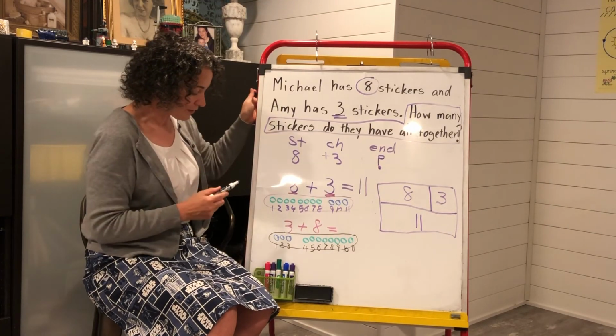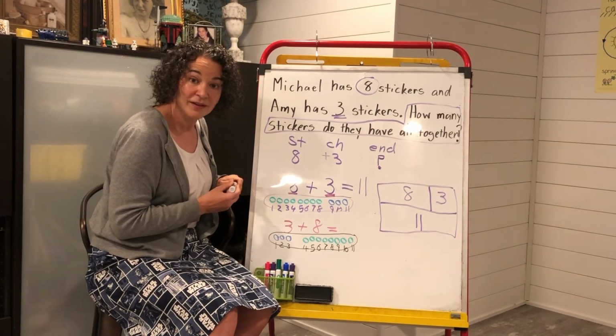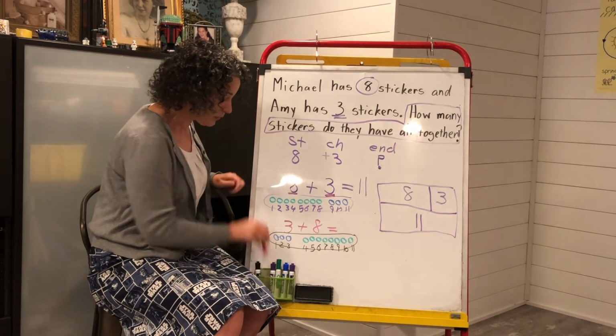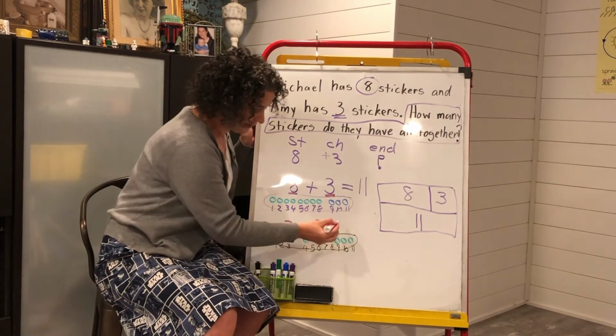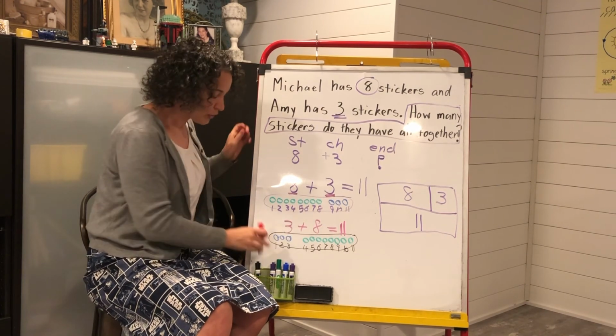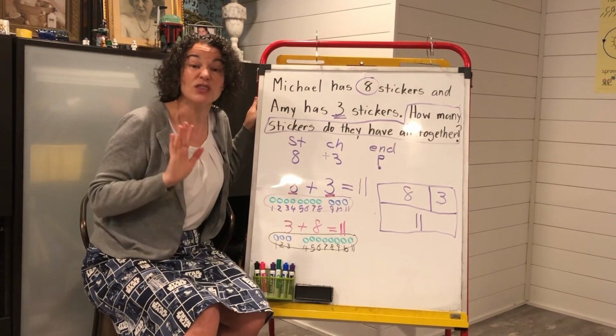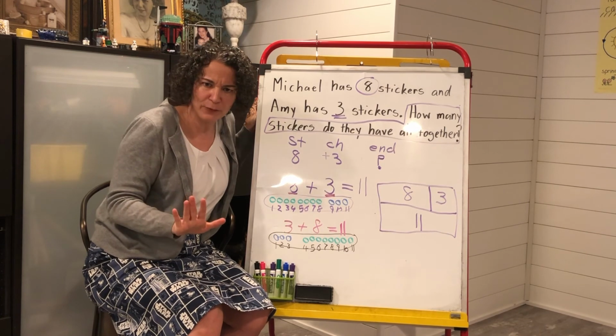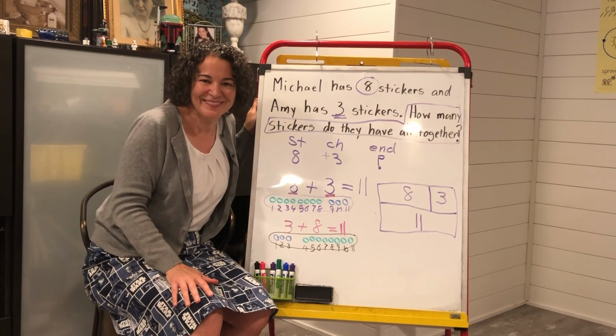So my friends, the sum of 3 plus 8 equaled 11. It equaled the same thing. That's good, because if it didn't, it means we did something wrong, my friends. Switching the order of the addends should never change your sum. If you get something different, go back and double check it.